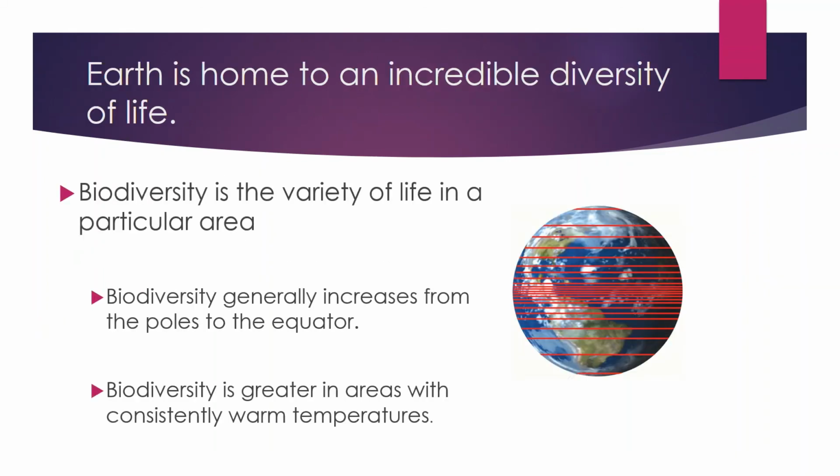Biodiversity is another vocab word that refers to the variety of living things in a particular area. So not how many living things in a particular area, but how many different living things are in a particular area. And biodiversity generally increases from the poles towards the equator. This means that nearer the equator, there are more different kinds of living things than there are, say, in the North Pole or the South Pole.